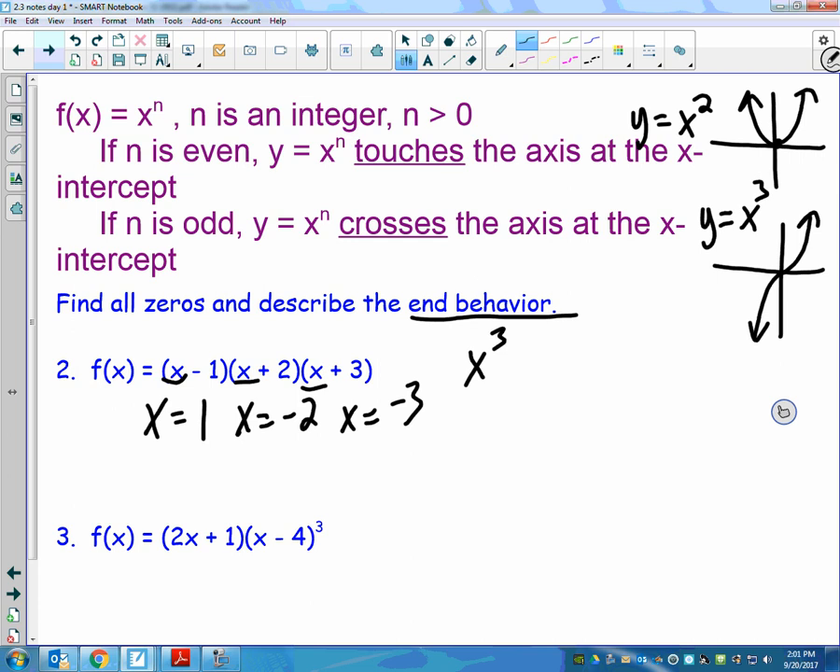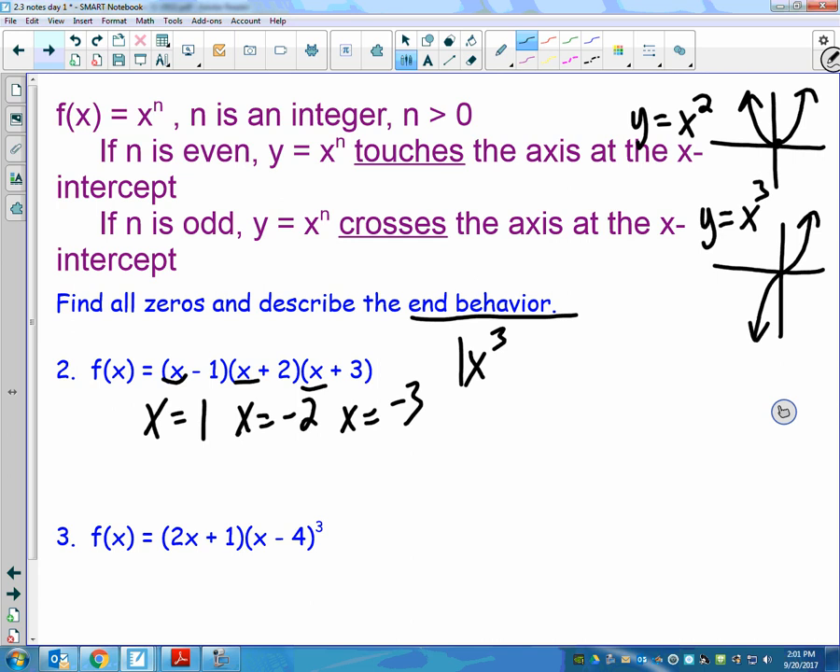X to the 3rd. So that would be the highest degree. So it doesn't matter what the rest is because that is what determines your end behavior. So is that even degree or odd degree? And does it have a positive leading coefficient or negative? Positive.